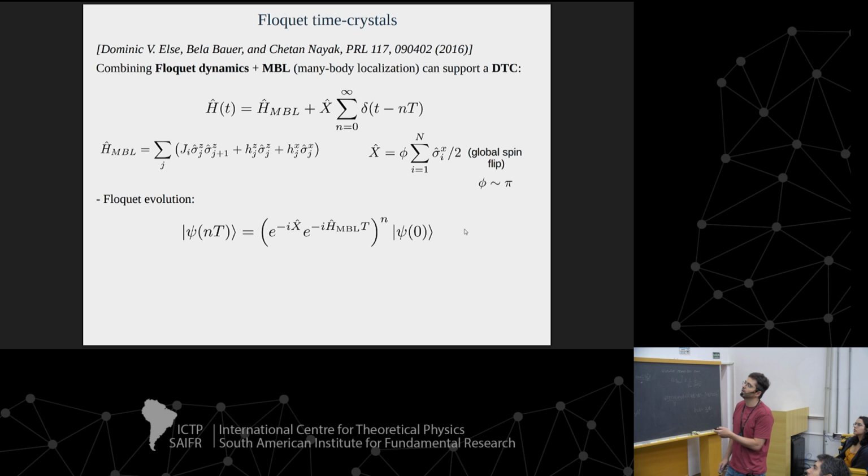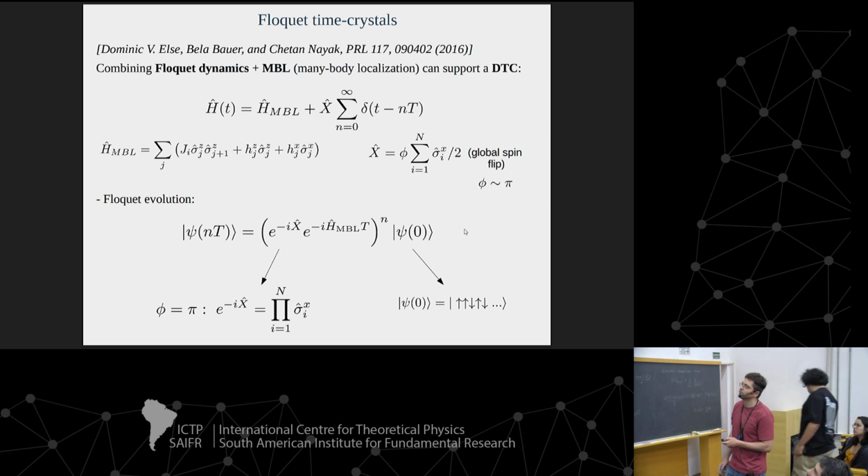Apply MBL, flip everybody by phase phi. MBL, flip, MBL, flip, and so on. So let's just take the simplest case where the flip is a pi rotation around the x direction. If you expand this, it is the product of sigma x. If you have your spins up, down, up, down, your flipper is just going to map everybody's up to down, everybody down to up, okay?